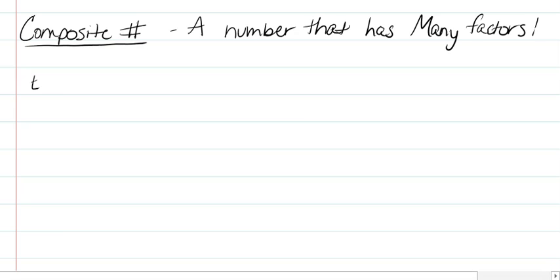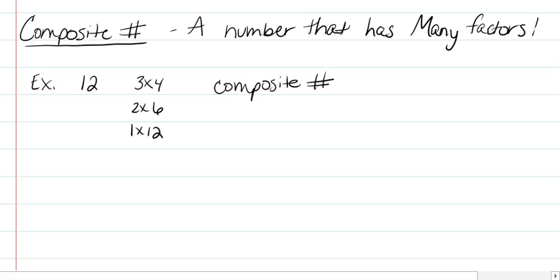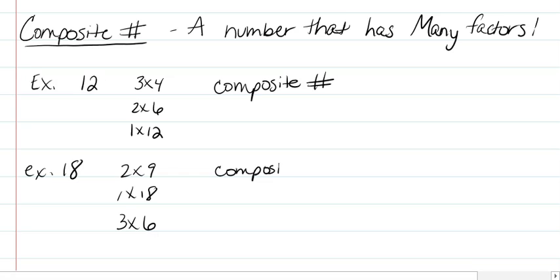So let's think of some examples of a composite number. 12 would be a composite number. You've got 3 times 4, you have 2 times 6, you have 1 times 12. So it has many things that you multiply together to give you 12. So this would be what we call a composite number. Another example would be the number 18. We could have 2 times 9, 1 times 18, 3 times 6. So again, there's more than just the 1 times 18, so it is a composite number.